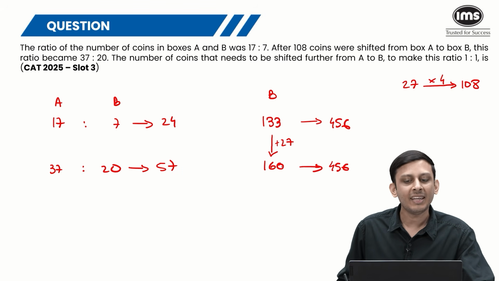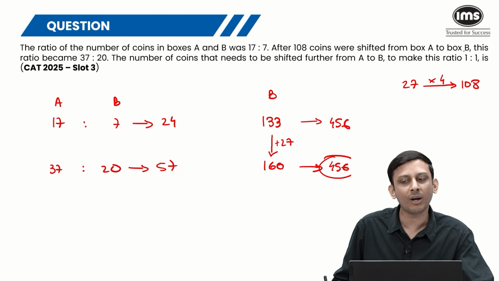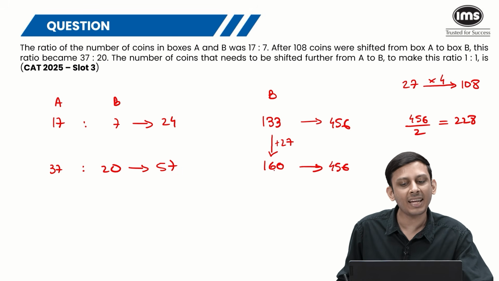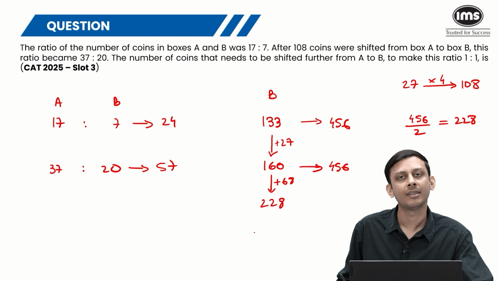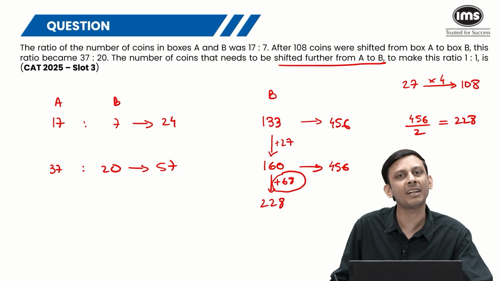Now, we have 160 for B here, and the total is 456. Now, if we want the ratio 1:1, that means A will get half of the total, B will get half of the total. So B will have to get half of 456. 456 by 2, that is 228. So from 160, B will actually have to get 228. Okay, 160 to 228, that is an increase of 68. So we are getting that increase of 68 for B, which means 68 coins will be shifted further from A to B, so that B increases by 68.